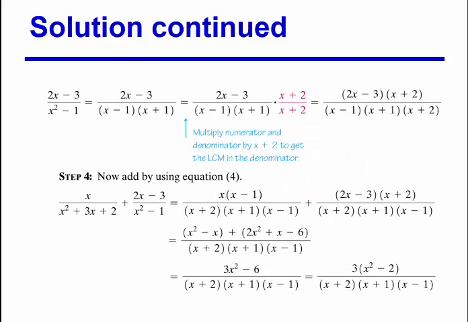And then in this one, we have (2x − 3) over (x² − 1). We factored out the x² − 1. So we're going to go ahead and multiply that by (x + 2) over (x + 2). So you can see how we end up with the new fraction. And then the last step is we're going to go ahead and add these. And so step 4, you add them, and you can see the final step where you end up with 3 times (x² − 2) over the denominator that we've had from the previous slide.